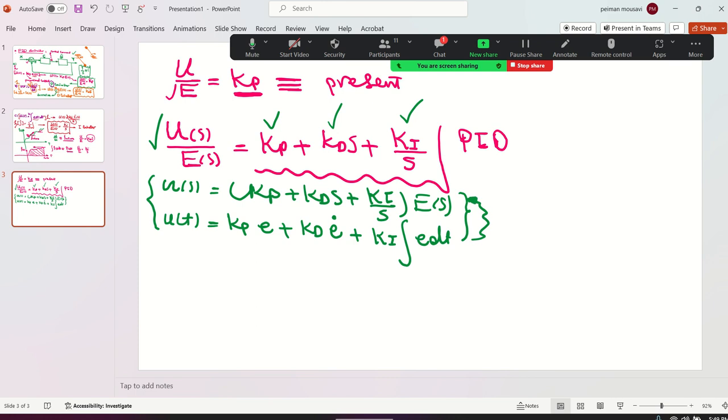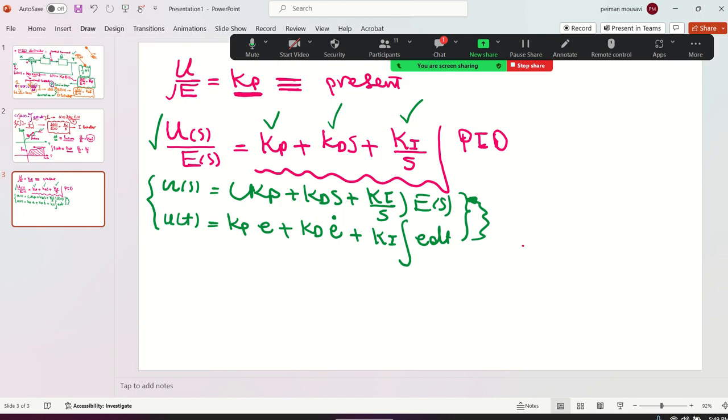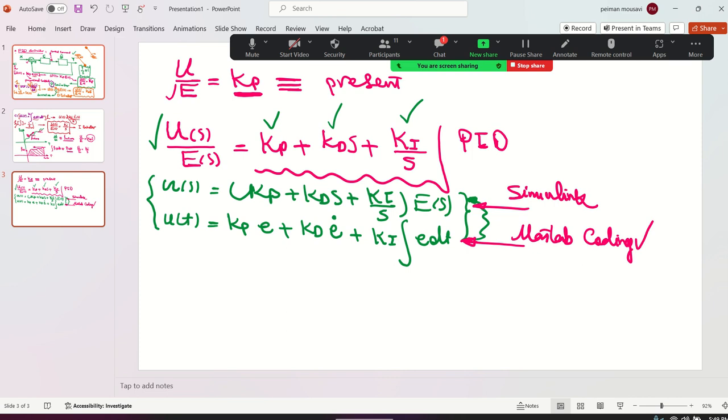Why? Because MATLAB Simulink can help us. When I do coding, I'm going to stick to this; exactly, I'm going to type this line in coding of MATLAB. But in Simulink, I'm going to do this. This is Simulink. This is MATLAB coding. Okay. You got that, everybody?